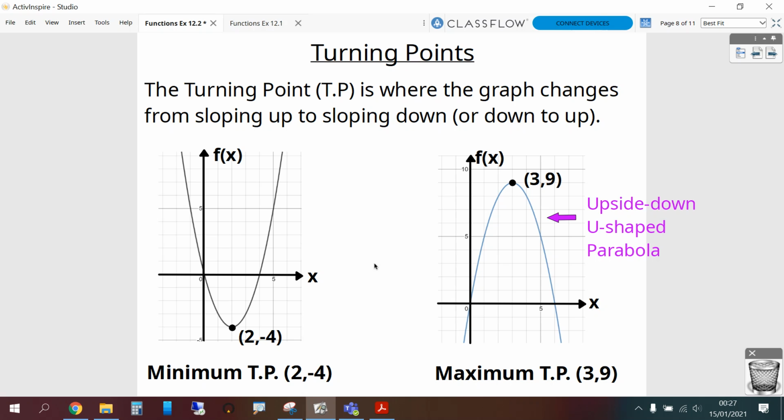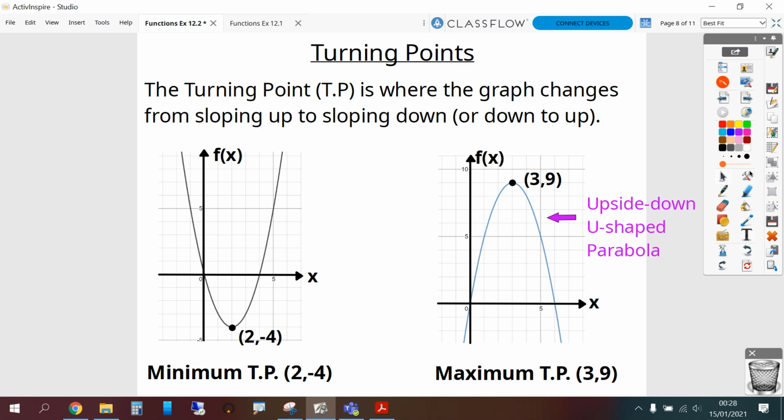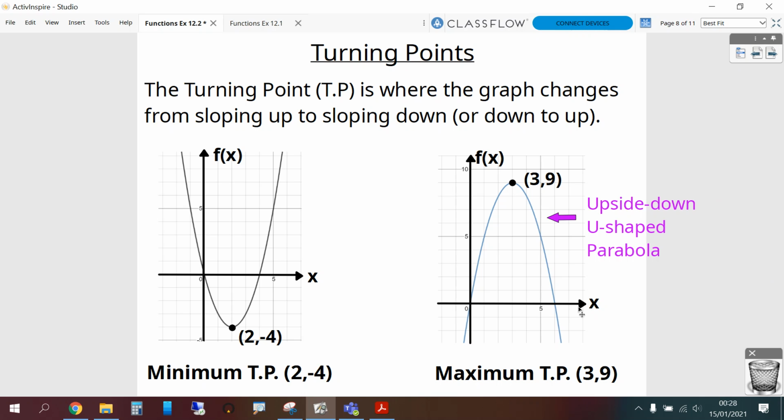The turning point is where the graph changes from sloping up to sloping down in the right hand case, or sloping down to sloping up in the left hand graph. Here we can see the point. The minimum turning point in the left hand graph is 2, negative 4. The maximum turning point on the right hand graph is 3, 9. And this upside down U-shaped parabola is the first time we've seen this.